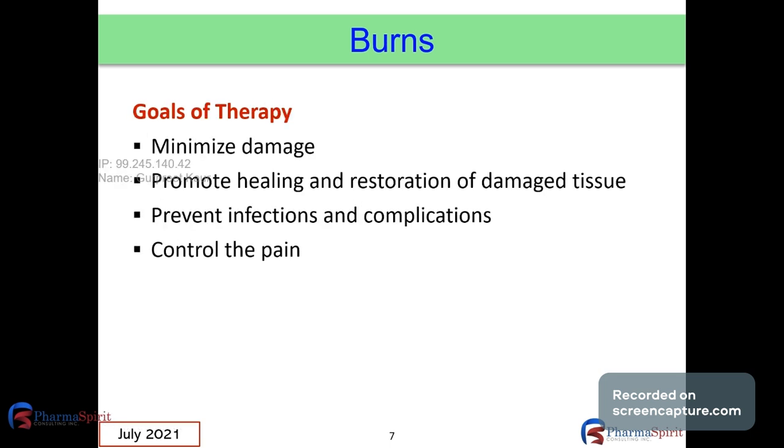Now we'll move to the management of burn. And the first thing we'll talk about is the goals of therapy. So we want to minimize further damage from the causative agent. We need to promote healing and restoration of the damaged tissue. We need to prevent infection and complications such as scarring and stricture. And also we would like to control the pain.